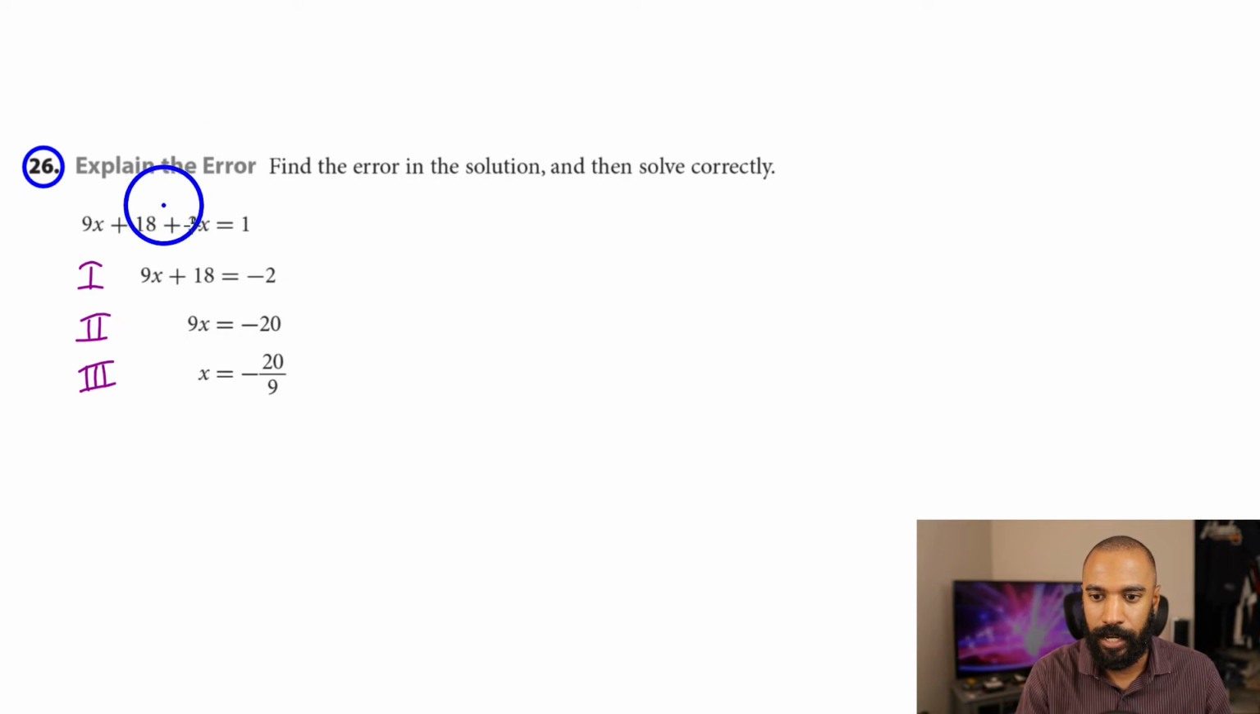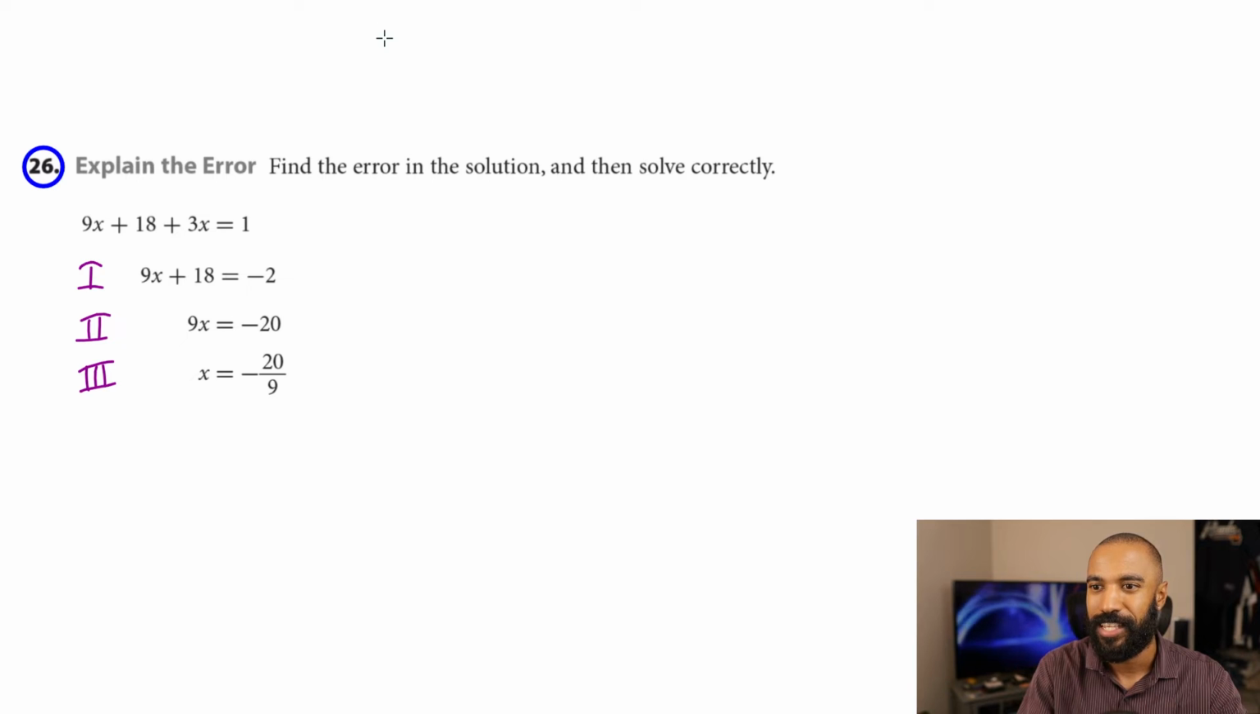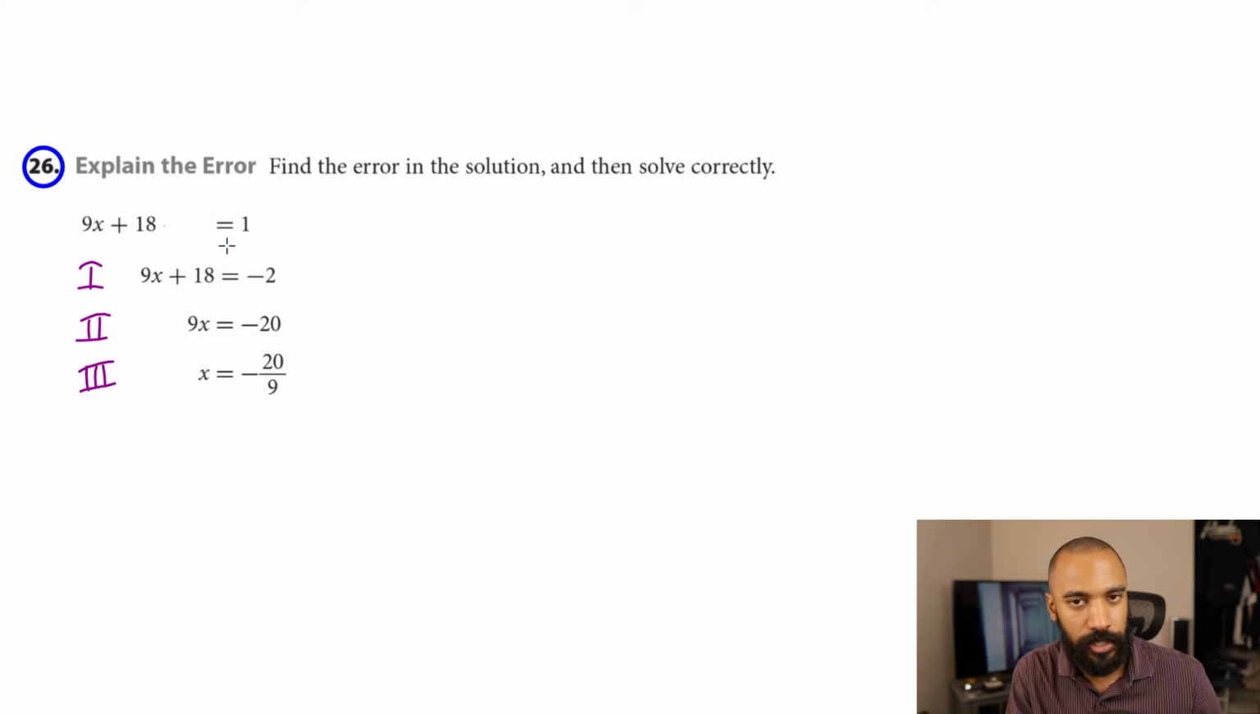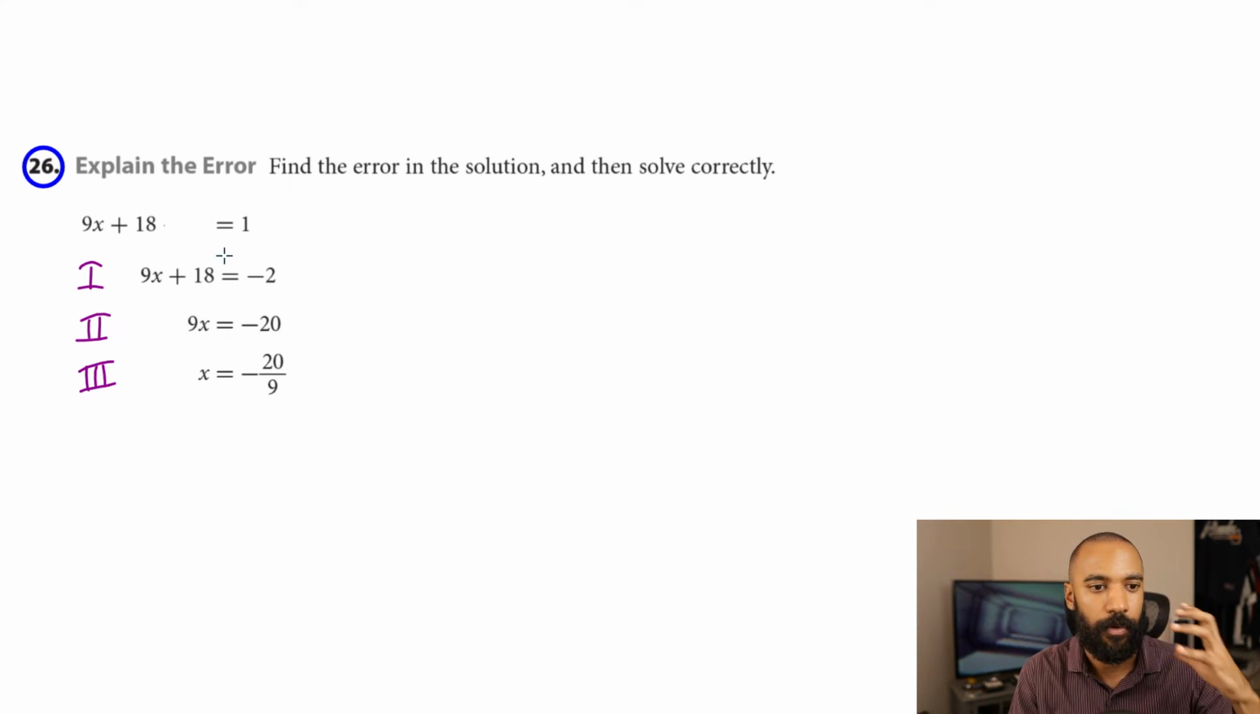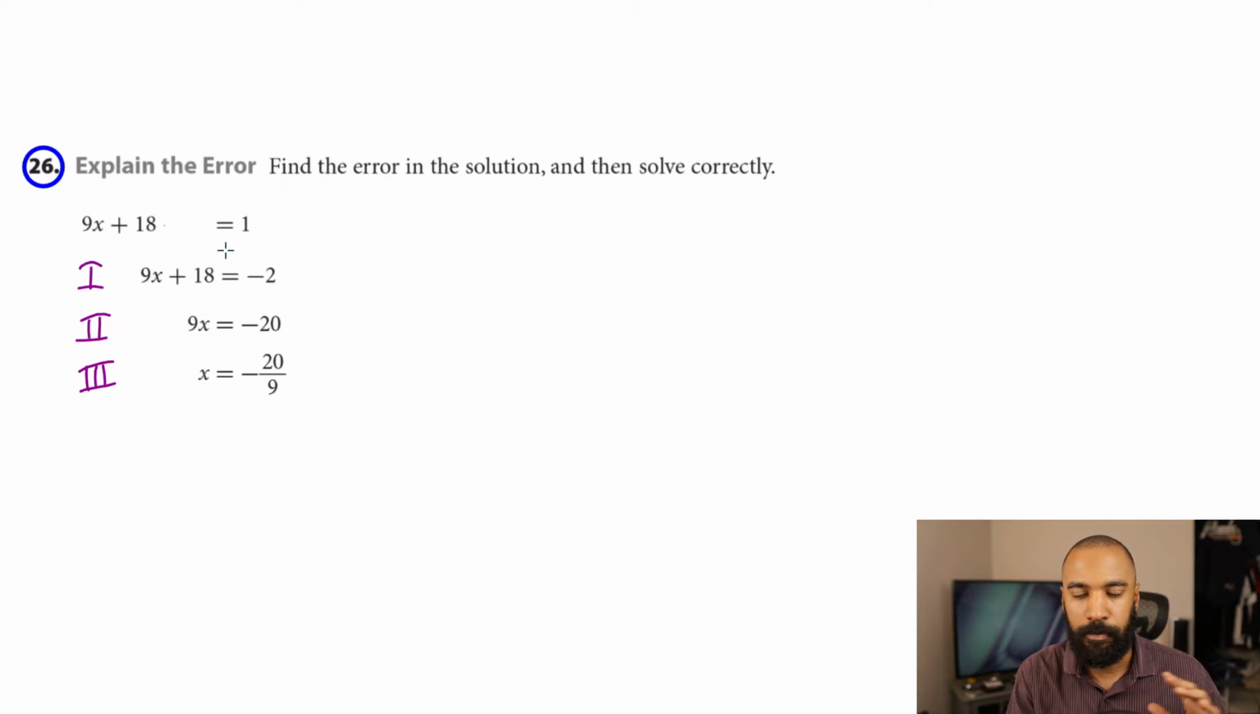It's like I'm taking it here and wiping it off the face of the earth. But notice, it's not just gone, because I can't just get rid of it. I need to have balance in an equation. Notice how this 1 is no longer a 1 on this next step. When 3x was gone, it turned into a negative 2.